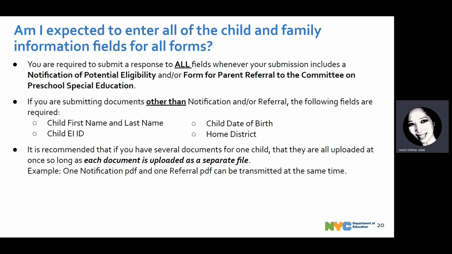We want to emphasize that as much as possible, the entry for the child's name should reflect that which is in their birth certificate. This removes confusion, and it will be the name that will be recorded at the DOE. If you send over a notification and referral at the same time, you will only need to complete all fields once. You can send additional documents such as EI evaluation at a later time, and then you would need to complete the required fields listed above a second time.